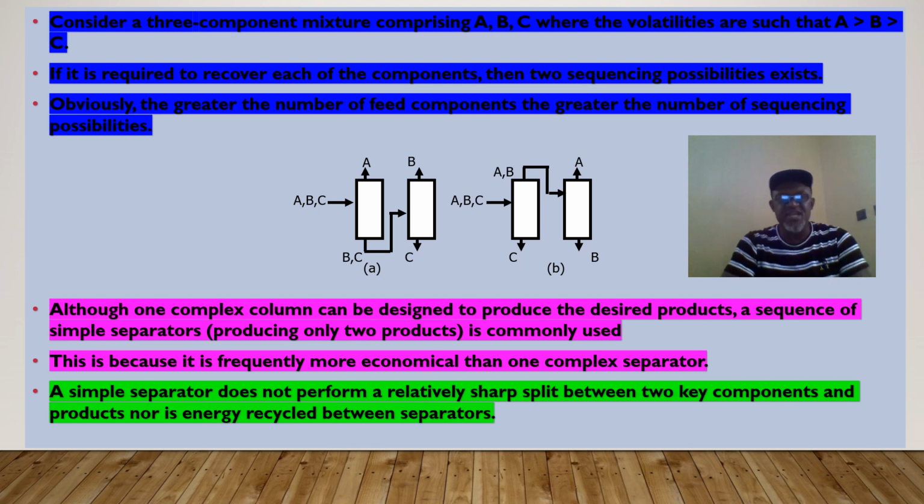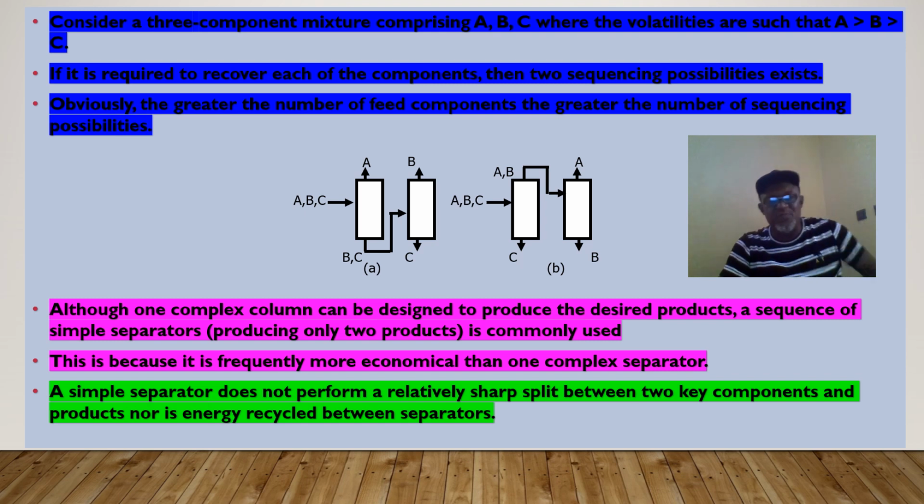Now consider a 3-component mixture comprising A, B, C, where the volatilities are such that A is greater than B, B is greater than C. Now remember that n-1, you can see the diagram. If it is a 3-component mixture, then we have 2 columns because n-1 will be 3 minus 1, which is 2. So if we are now required to separate these components, look at the possibilities A and B.